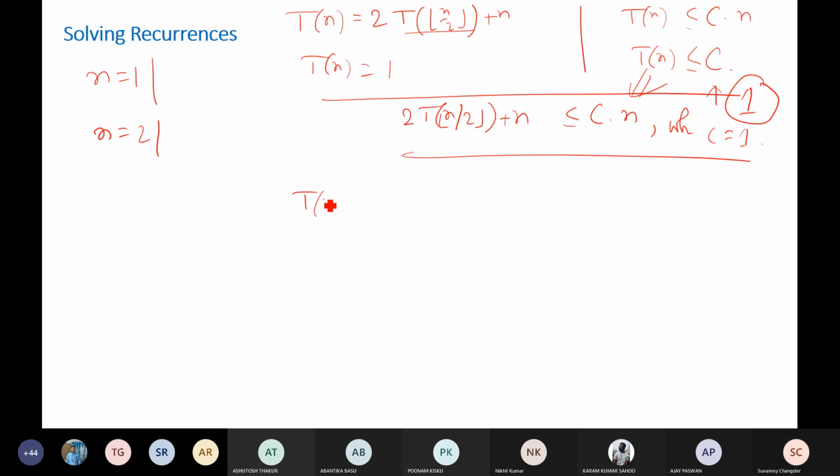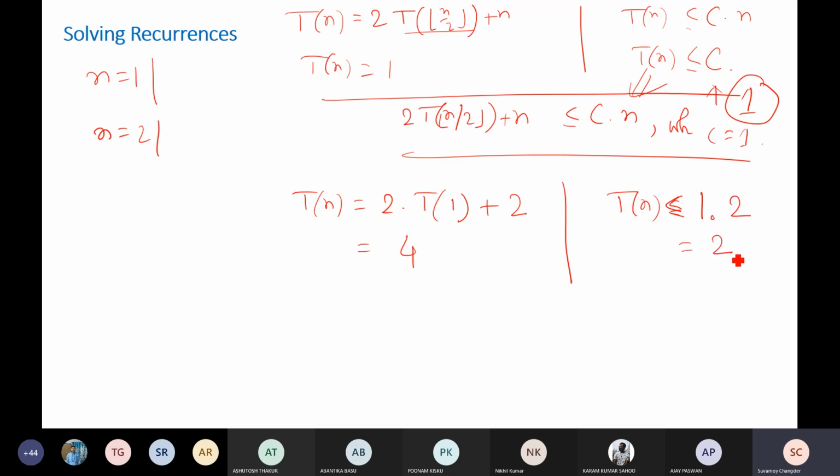What will we get? T(n) equals 2T(n/2) + n, that means 1 plus 2, that is equals to 2 plus 1, 4. Now check here. T(n) is less than or equal to c times n, because c equals 1 and n equals 2, so from here we are getting 2. Therefore, we can say that 4 is less than or equal to 2, which is wrong.